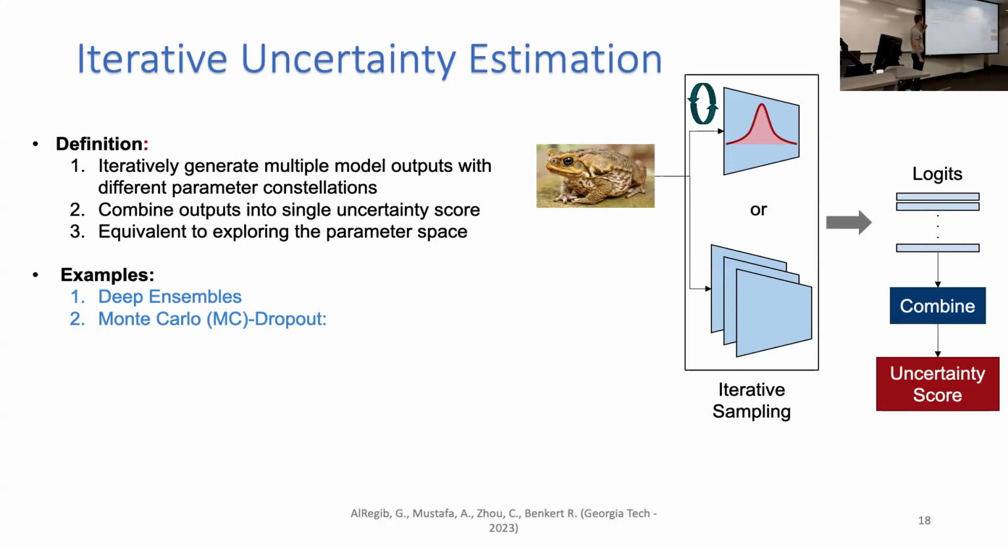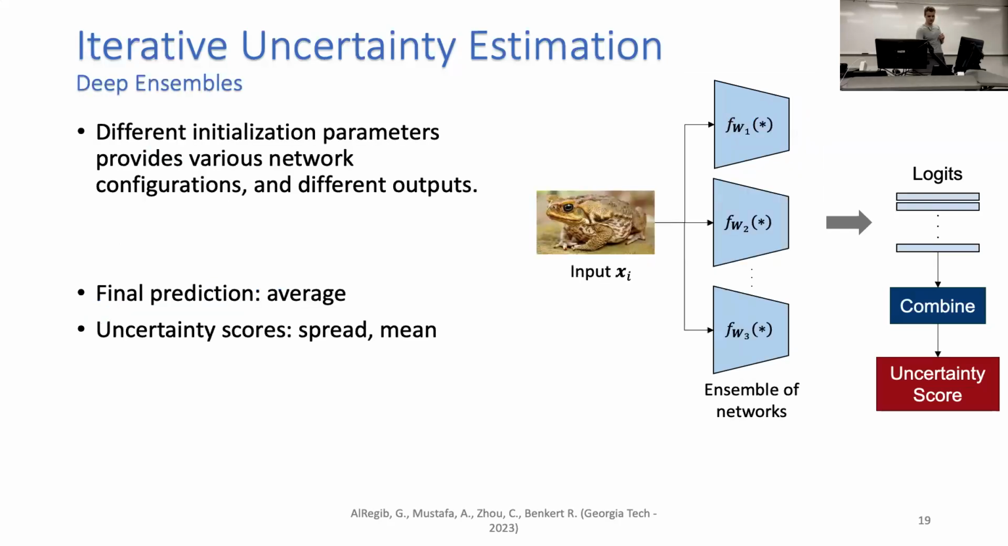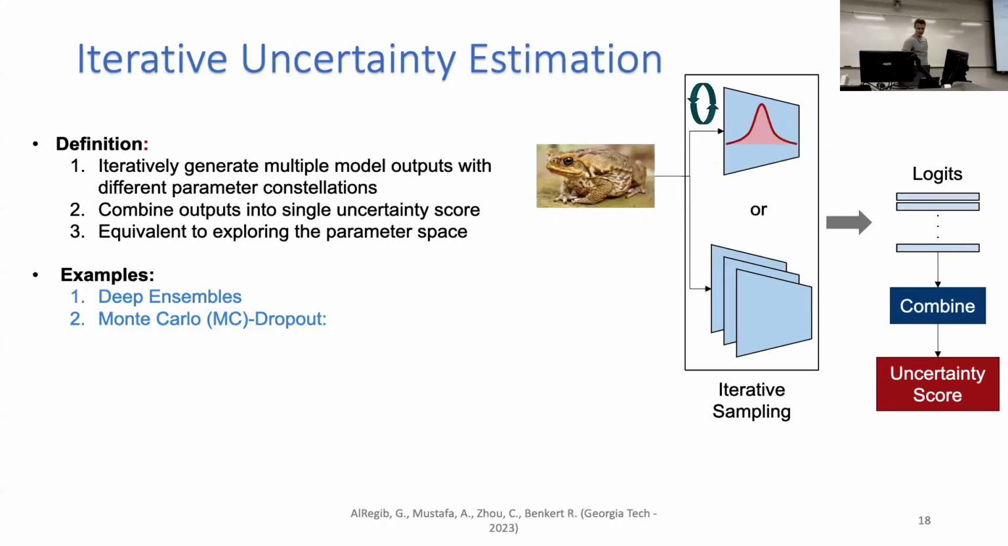I'm going to show you two concrete examples of this, namely deep ensembles and Monte Carlo dropout. Both of these are probably among the most commonly used methods that I've seen in uncertainty estimation and deep learning. So let's jump into this iterative uncertainty estimation framework. Actually, let me take a quick pause beforehand. Is this piece clear? Is it clear what we're trying to accomplish here, that we're iteratively going through them? Okay, cool. Great.